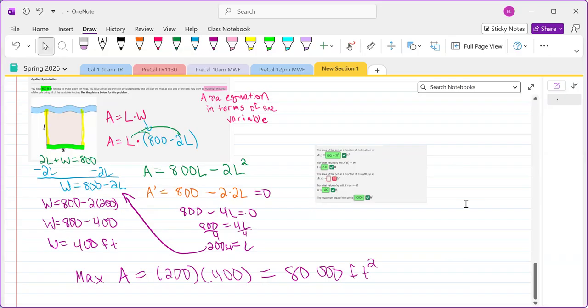But that is the whole test, all 5 questions. So 1 related rates, 1 optimization. Those are your 2 word problems. A first derivative test, a second derivative test, and then the choose your own adventure L'Hopital's rule at the end.